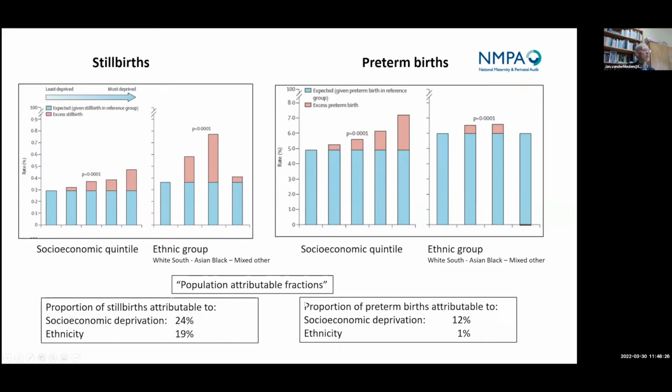So we reported in our paper, in our policy brief, or in an attempt to write a policy brief, that 24% of stillbirths were attributable to socioeconomic deprivation, so 1 in 4, and 19% of stillbirths were involved in the variation across ethnic groups. And the same we did for preterm births, 12% could be attributable to socioeconomic deprivation and 1% to ethnicity. And that's a measure that we try to put in place to demonstrate the policy relevance of spending time on trying to address these deprivations at a particular rate.